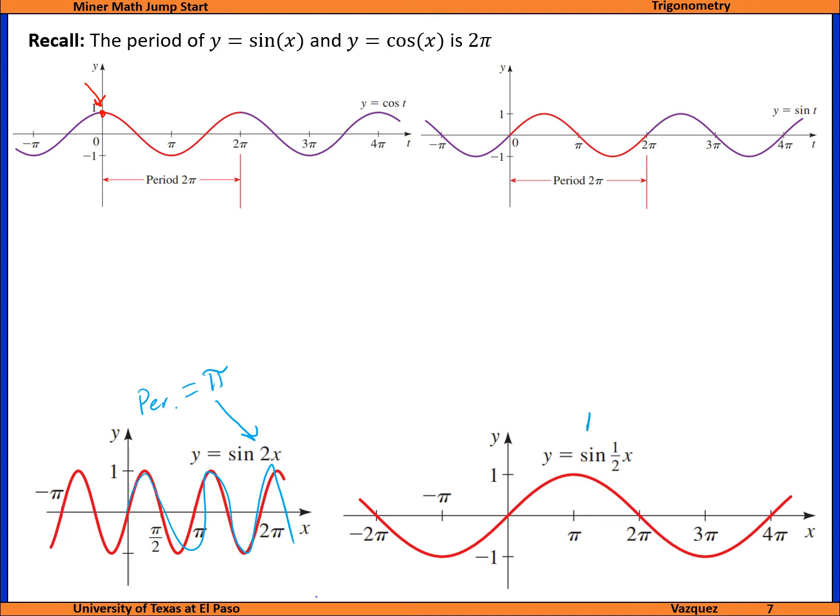But in this other case, you can go ahead and take a guess. The period is 4 pi. Notice how it goes up and then down, and then once we get to 4 pi, it starts repeating again. So that number in front of the x can change it.